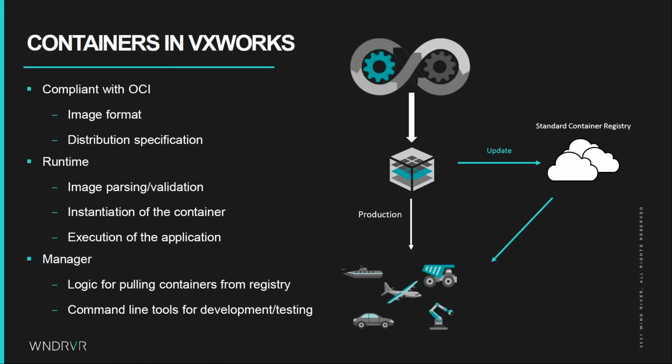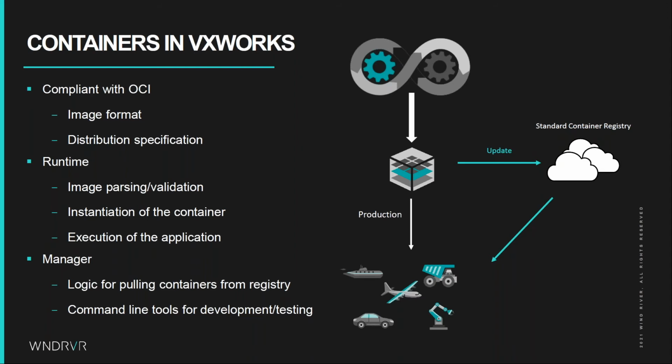So on the next slide, we can see what we've done is we've actually extended VxWorks to support containers. And this is containers in the true sense, the OCI containers. We adhere to the image specification and the distribution specification. And this is really important because people want that IT-OT convergence and they want to be able to use the same development tools and management tools that they're familiar with in the enterprise on these embedded systems.